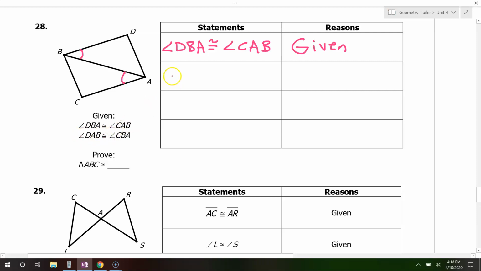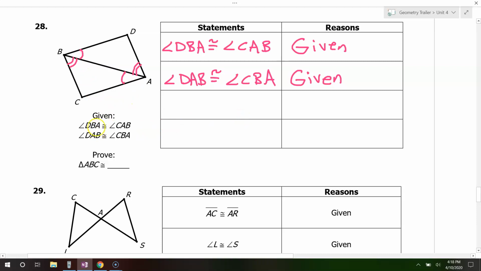Okay, second given, angle DAB is congruent to angle CBA. Okay, given. All right, DAB, so that's this angle right here. And CBA, that's this angle right here. All right, so we're out of givens.